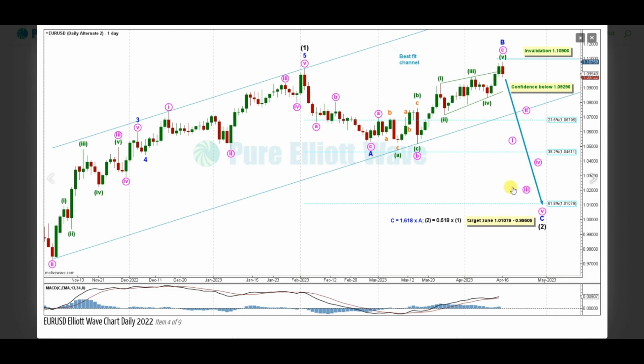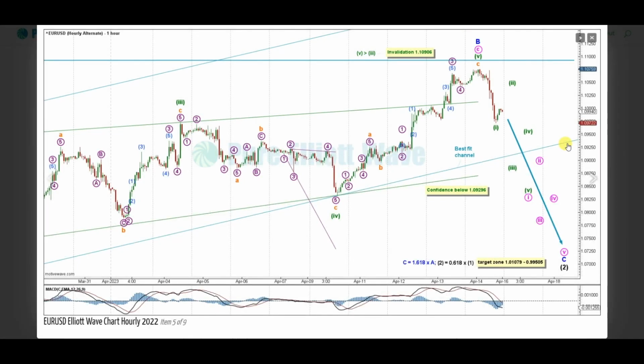Now let's zoom in to this area here and look at the hourly chart. This hourly chart has a lot going on it right now because we have the trend lines from the diagonal, which are the green trend lines here. We have the best fit channel to the upside, which are these blue lines right here. We also have the invalidation above, which would be when minuet 5 is longer than minuet 3. And then the confidence level is actually not here, it's right about here.